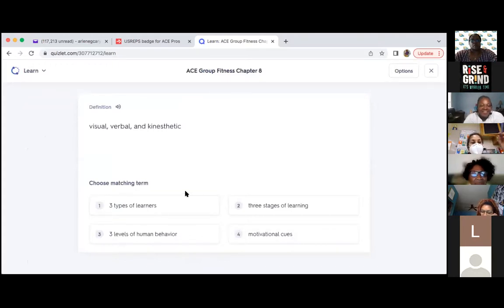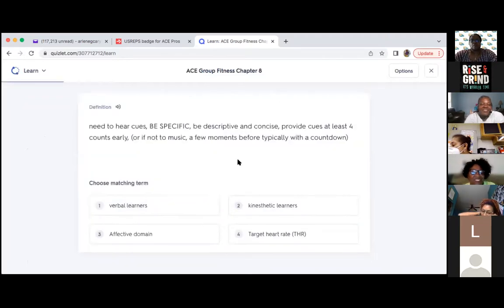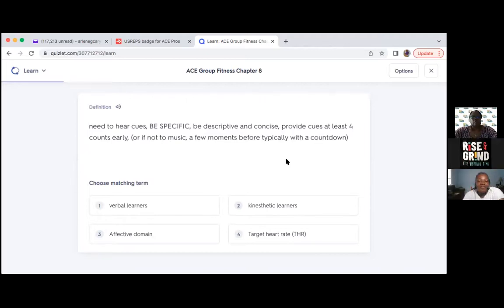3 types of learners, isn't it? Or 3 stages of learn. No, 3. 3 types of learners. Need to hear cues, be specific, be descriptive and concise, provide cues at least 4 counts early, or if not to music, a few moments before, typically with a countdown. Verbal learners.